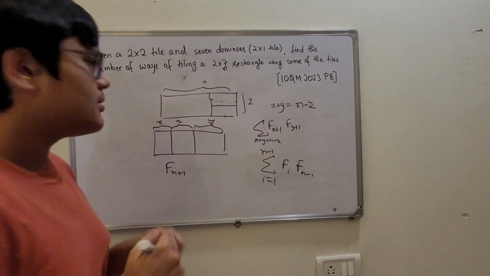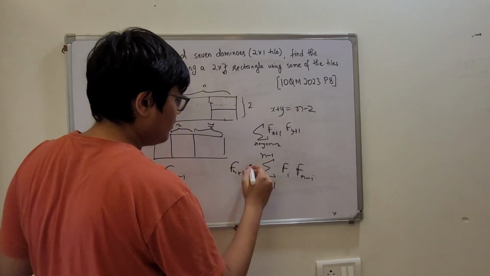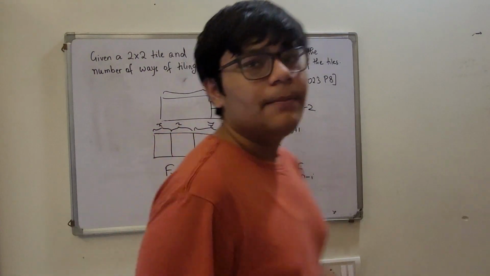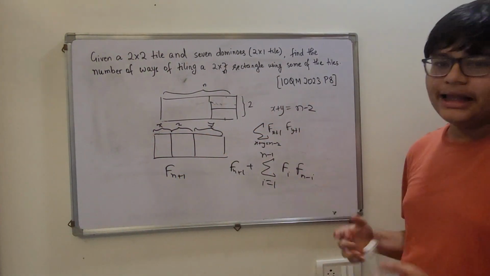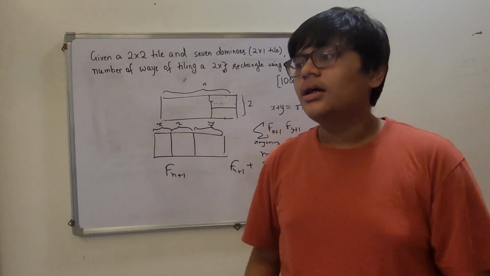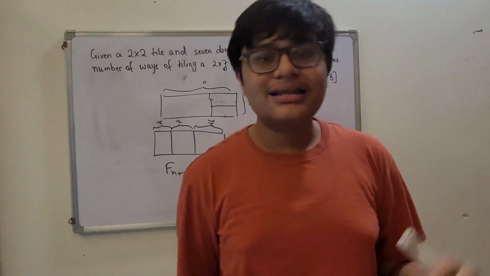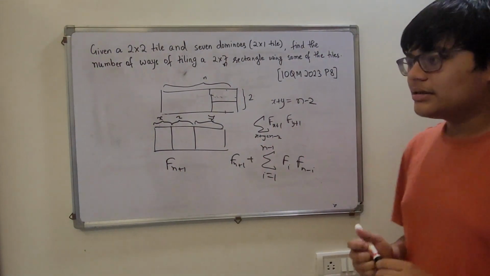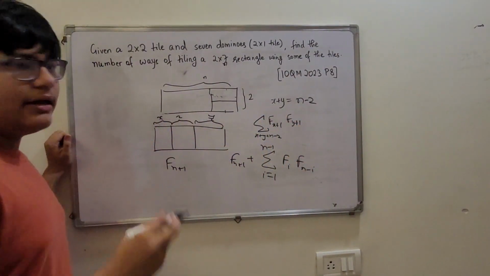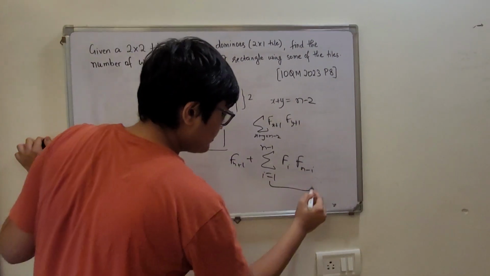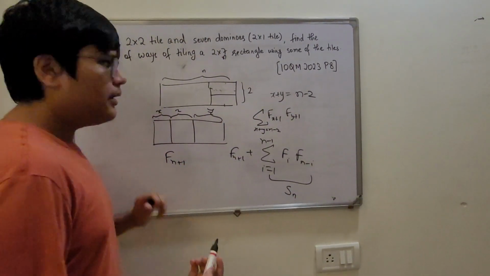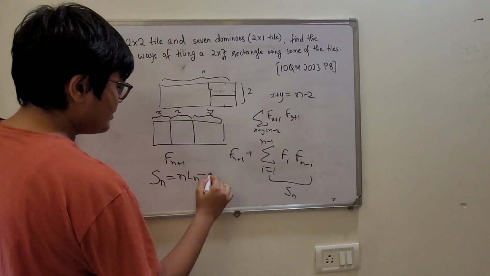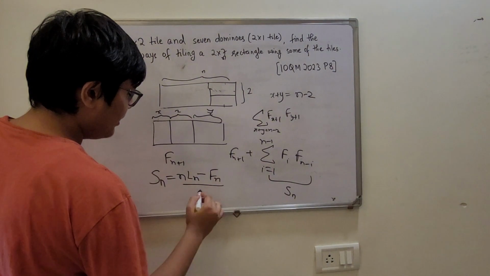So our final answer is F(n+2) plus this summation. Now this summation is very important because if you write out the values for n, you get a very interesting series called the self-convoluted Fibonacci series. And you can prove that if I call this part Sn, then Sn equals (n times Ln minus Fn) divided by 5.